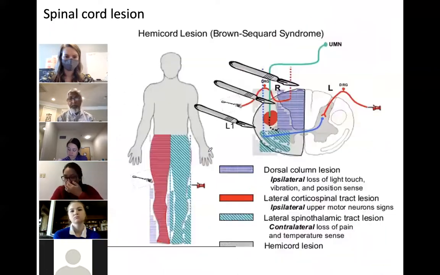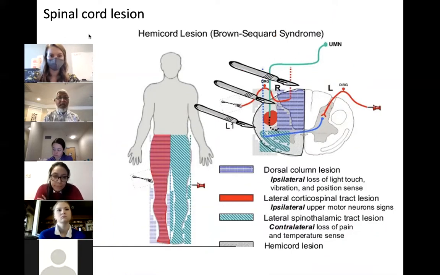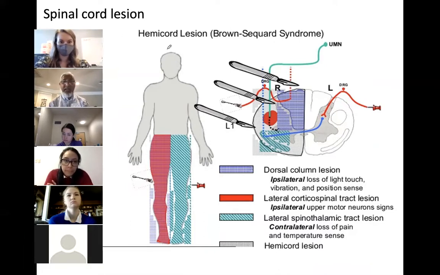Okay. Now, whatever we talked about so far, this one will give you an idea of that. If we have a lesion, right? Now, if you cut all the nerve fibers of this side of the spinal cord, we call it hemicord. Hemicord means half of the cord, right?